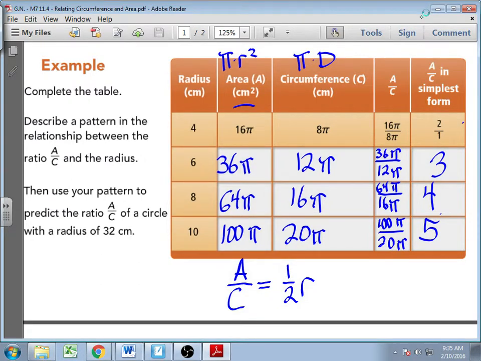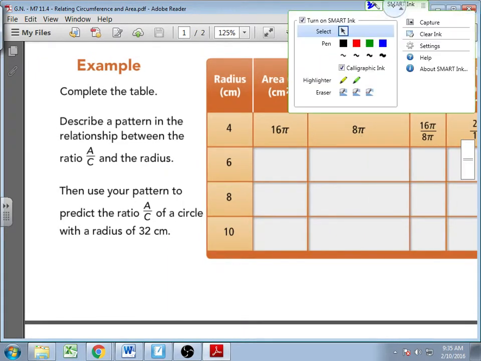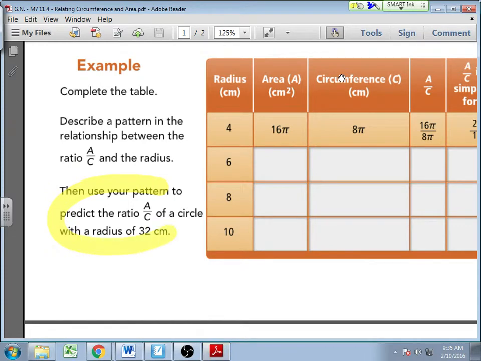Make sure you write that down somewhere at the bottom. Then we need to predict. Use this pattern. If the radius was 32, what would the ratio of area divided by circumference give us? If the radius was 32, that would give us 16. You don't need a calculator for this.